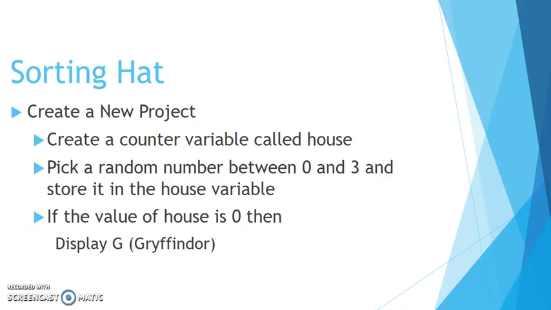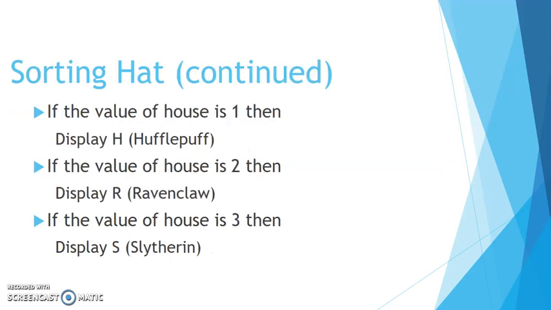So for the sorting hat, we want to create a new project again. We're going to create a counter variable called house. We're going to pick a random number between 0 and 3 and store it in that house variable. And then we're just going to randomly pick the various different houses. So the 4 houses are Gryffindor, Hufflepuff, Ravenclaw and Slytherin. So I'm just saying if the value of house is 0, then we're going to go for Gryffindor.